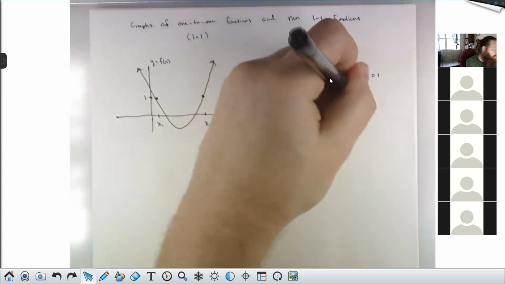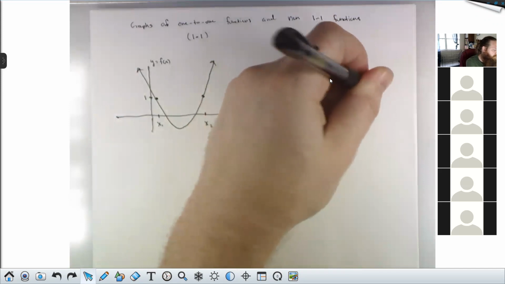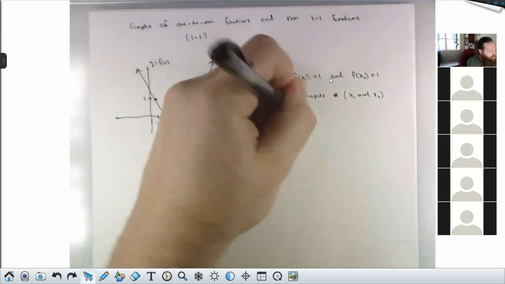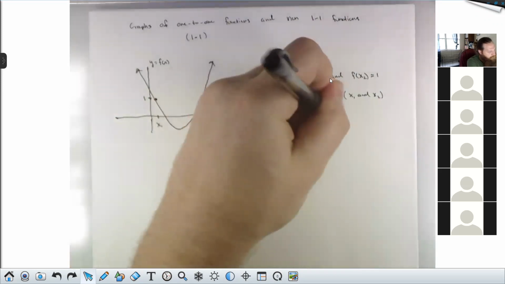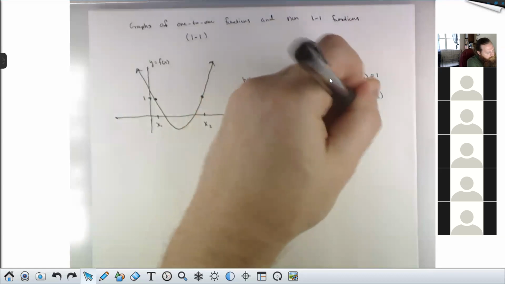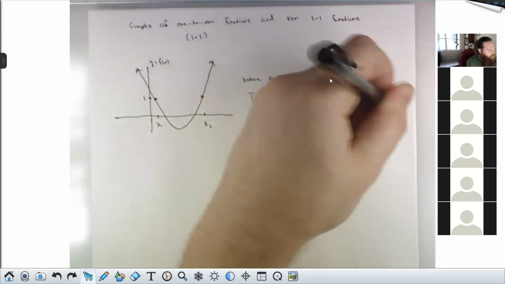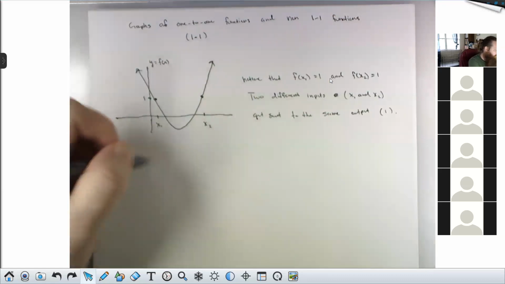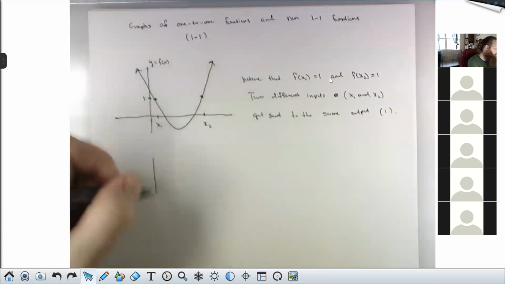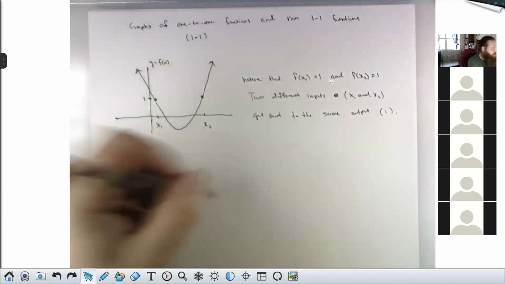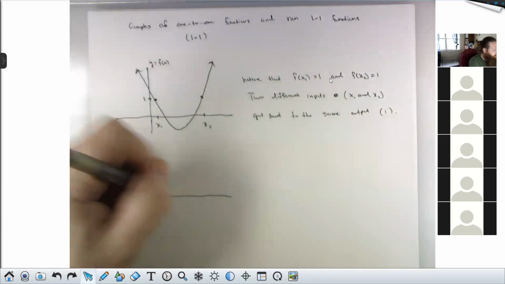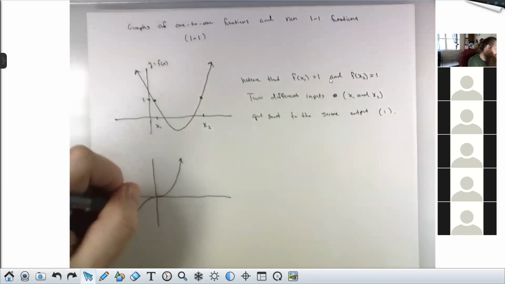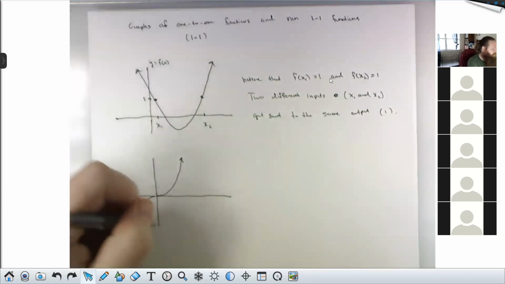Two different inputs, specifically here, x1 and x2, get sent to the same output, in this case, the number 1. An example of a function which is one-to-one is something like this.